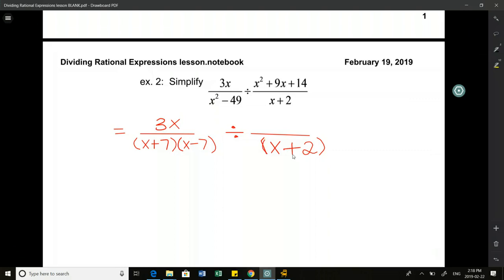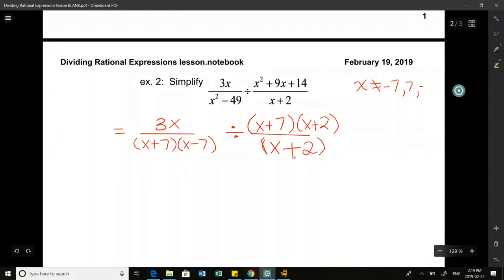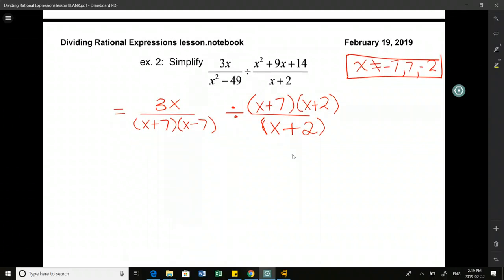Two things that multiply to 14 and add to 9. 7 and 2, good. Restrictions before I do anything at all. -7, 7, and -2. Very nice. Yeah, you can do that if you want. Plus minus 7, that works. Okay, flip and multiply. Only the second fraction gets flipped.